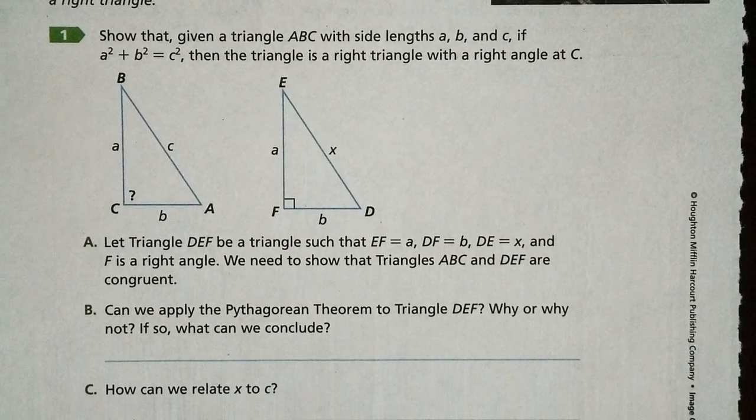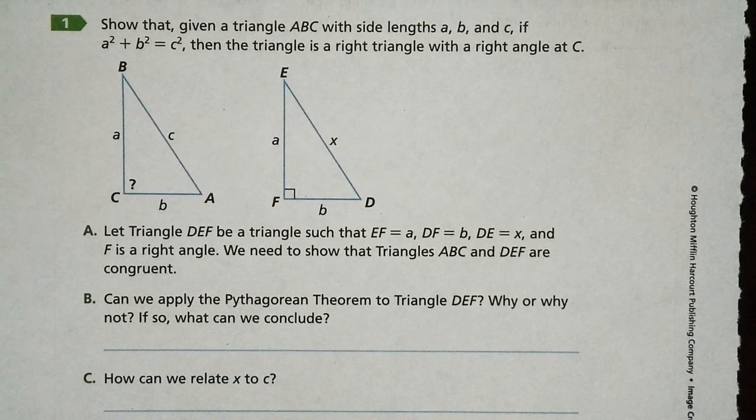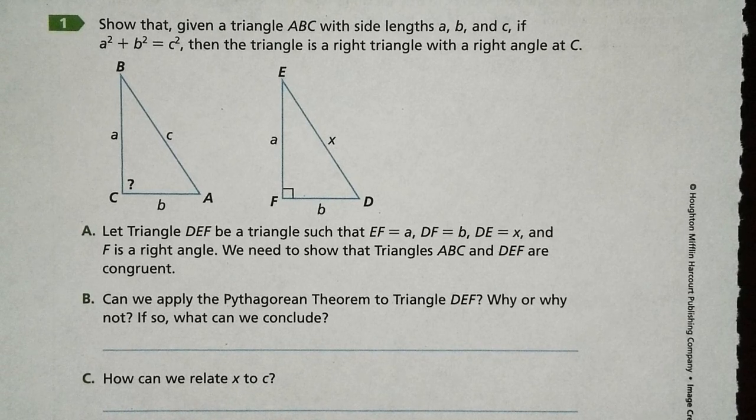So it says, show that given a triangle ABC with side lengths A, B, and C, if A squared plus B squared equals C squared, then the triangle is a right triangle with a right angle at C. Let triangle DEF be a triangle such that EF equals A, DF equals B, and DE equals X. And they're talking about the side lengths right here. And F is a right angle.